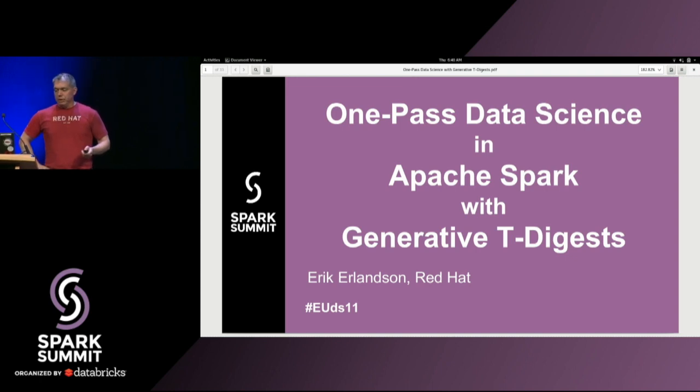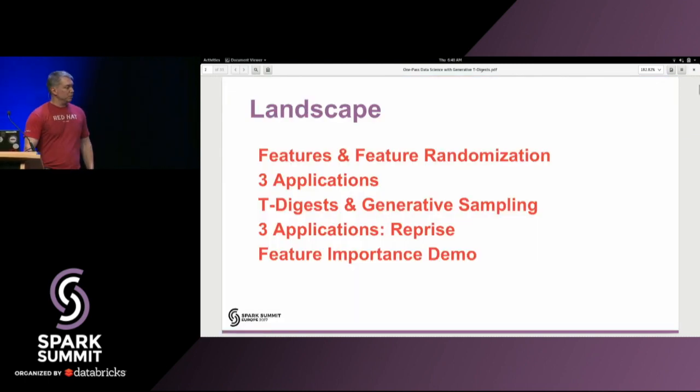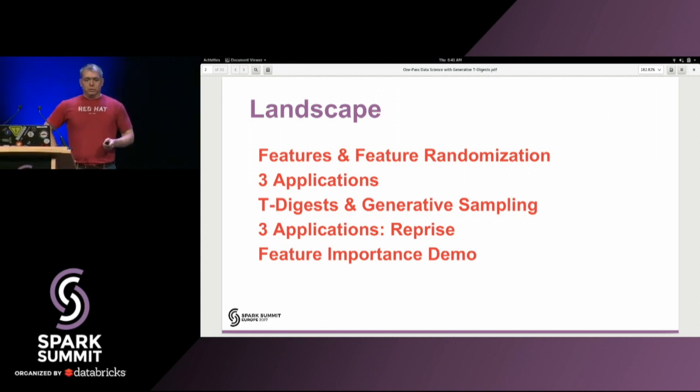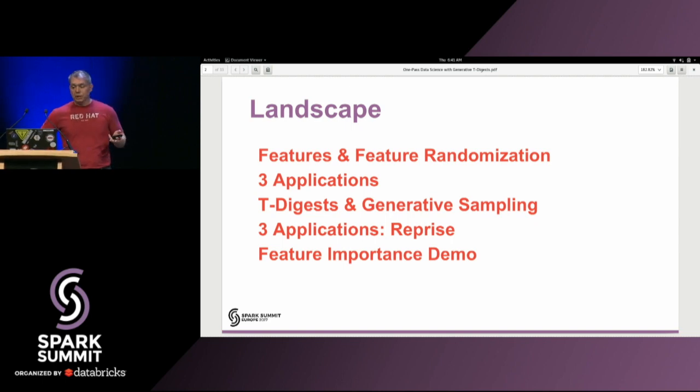I am going to talk about how to use T-digests as generative models to do single-pass algorithms for data science. The basic landscape of the talk is I'm going to talk about features and what it means to do feature randomization, and then I'm going to segue into 3 applications in data science that use feature randomization as a component.